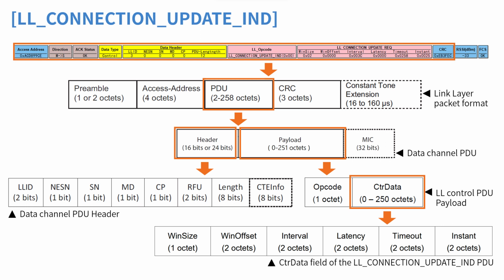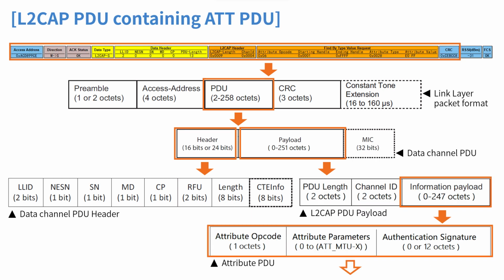This is the LL connection update indication packet sent by the central. The combination of the LL control PDU has changed. The win size, win offset, interval, latency, and timeout fields have been explained before. The instant field should be used to indicate the connection event count when updated parameters should be applied. This is known as the instant.